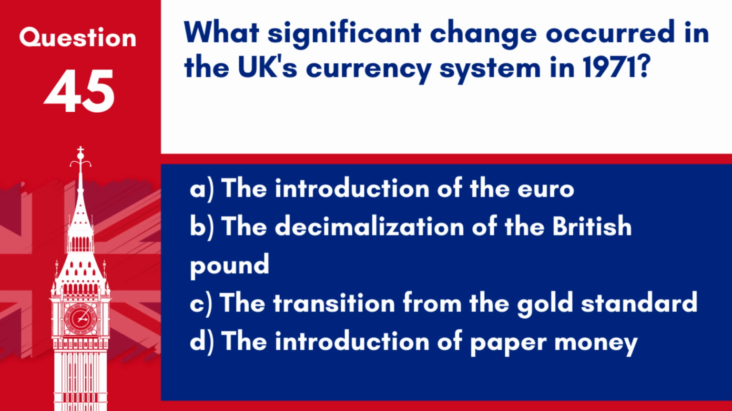Question 45. What significant change occurred in the UK's currency system in 1971? A. The introduction of the euro. B. The decimalisation of the British pound. C. The transition from the gold standard. D. The introduction of paper money. Answer: B. The decimalisation of the British pound. In 1971, the UK's currency system underwent decimalisation, which simplified the pound into 100 new pence.